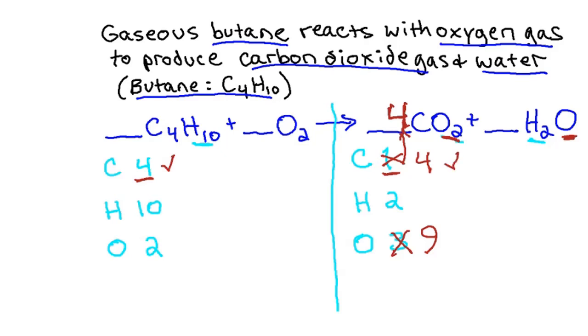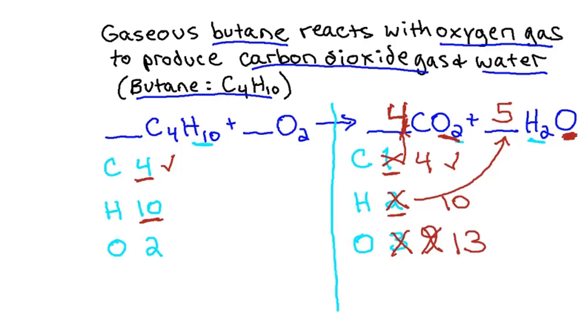Now back to the hydrogens. The hydrogens are 10 over here on the left, but only 2 over here on the right. So we're going to need to change this H2O into 5 H2Os to give us 10 hydrogens. But look, that's also going to change the number of oxygens that we have. So we're going to have 5 oxygens over here, plus the 8 oxygens that we have from the 4 CO2. So 8 plus 5 is 13.